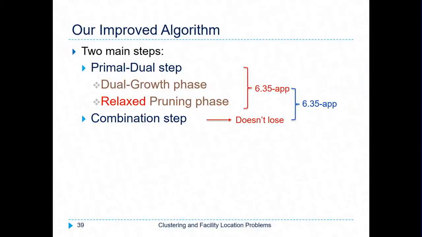So yeah, this gives a 36 approximation. So now what are our improvements? Here in our algorithm, there are 2 main things that yield the improvement.